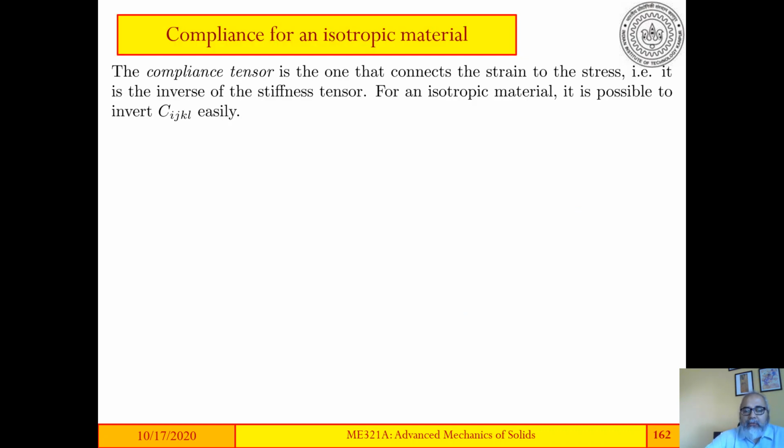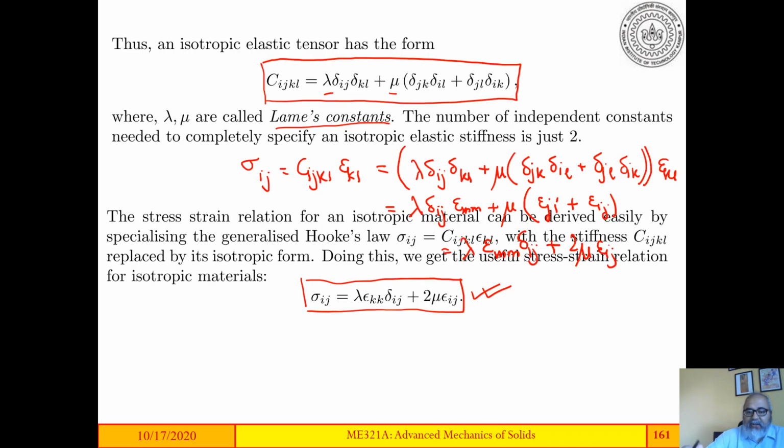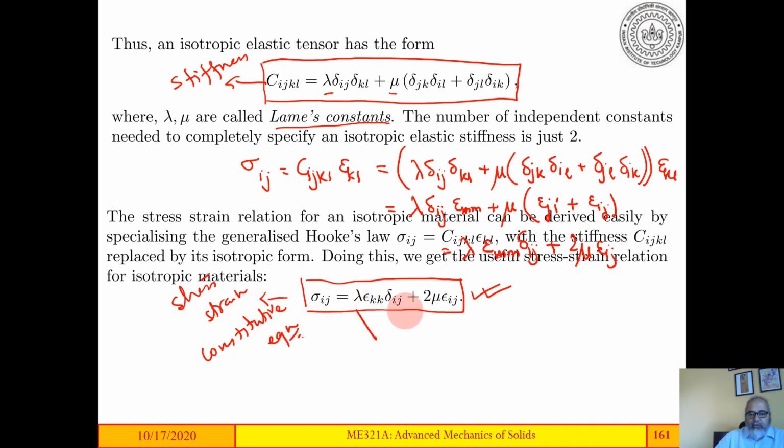Okay, so this is the stress strain relation. This is called the stiffness. This is the stress strain relation, also called the constitutive equation. And these are your two constitutive parameters that need to be determined from experiments, and will vary from material to material.